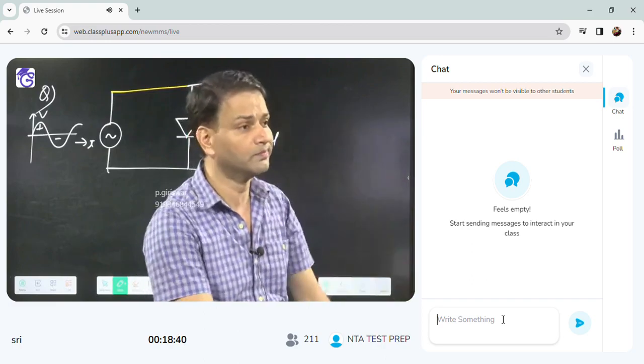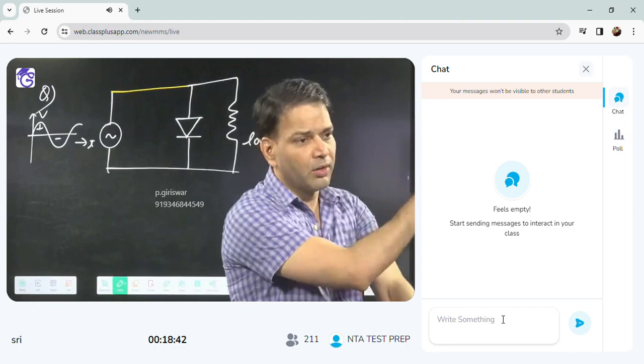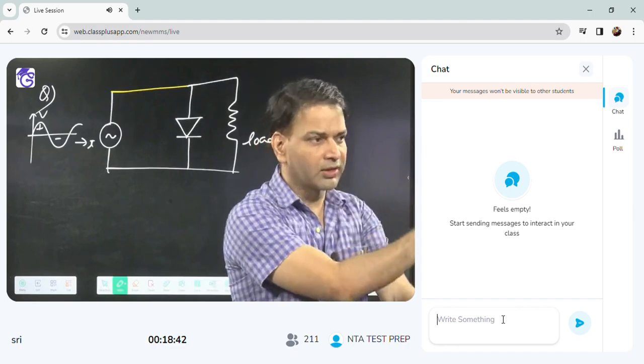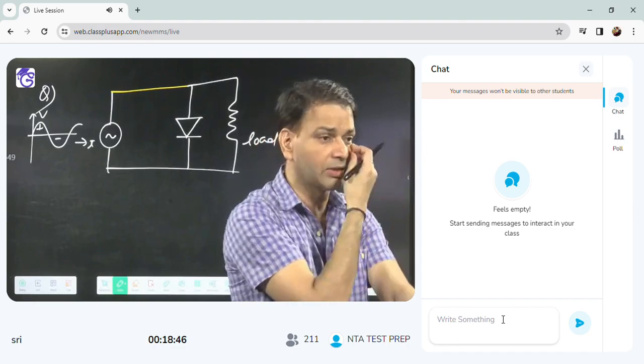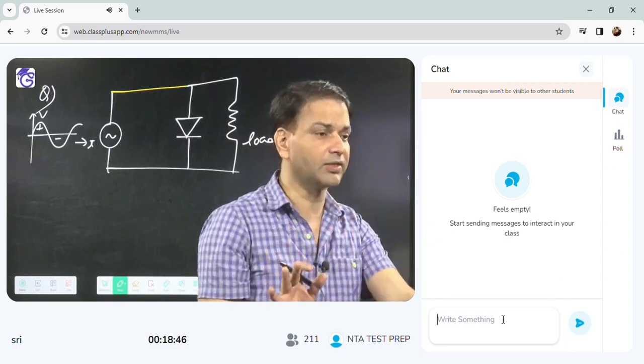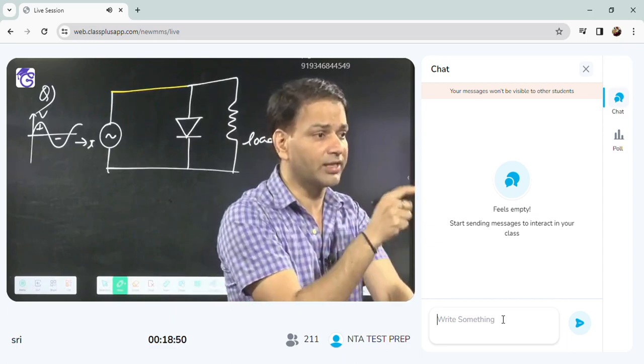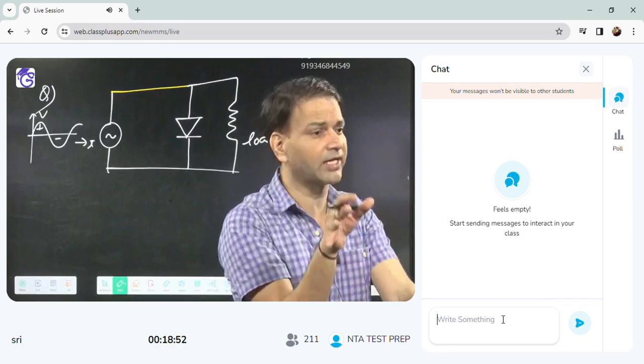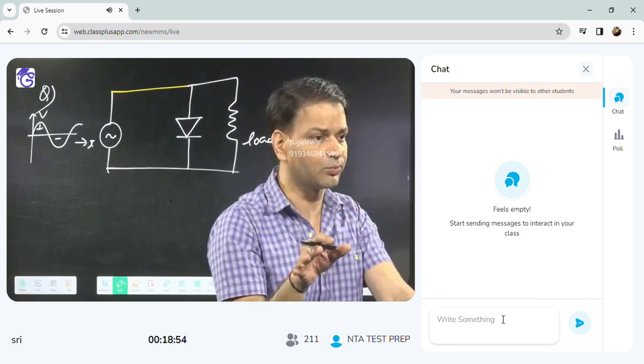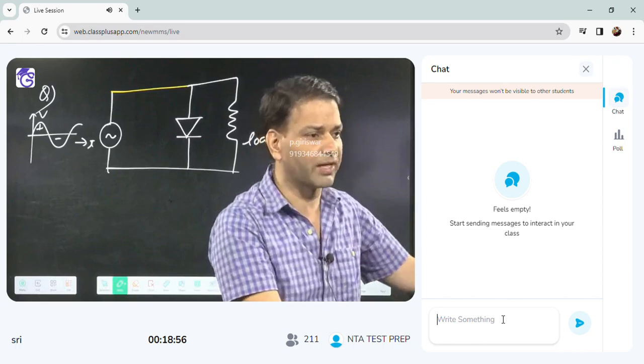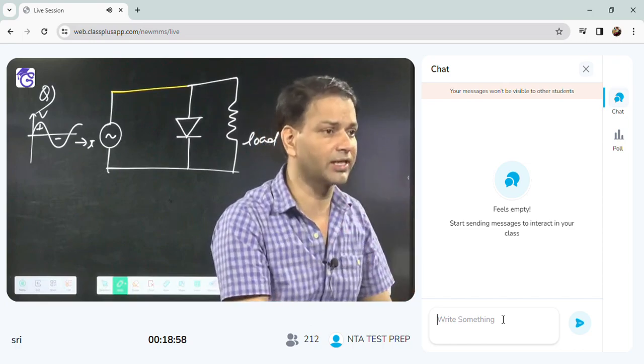You have to know what input they are giving: alternating input, and one diode they have given, connected to the load. So it means it is a half wave rectifier circuit. Now we have to decide whether it will give the positive cycle output or the negative cycle output. In the figure I made for the explanation, we got the positive cycle as the output.